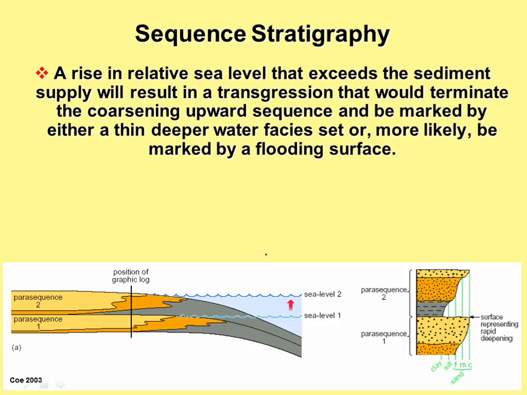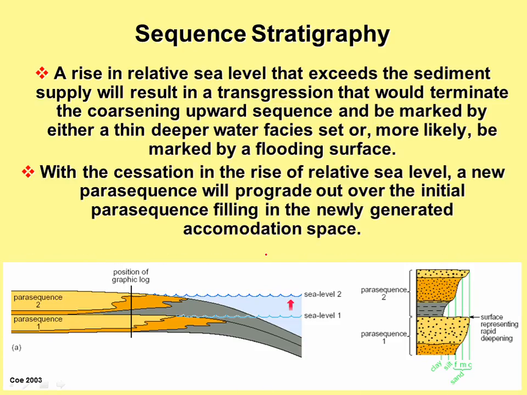Yeah, it's true. If things are balanced, then that won't occur, obviously. So when sea level rise ceases, for whatever reason, whatever causes the rise in the first place, a new parasequence will develop and prograde out over the initial parasequence in an attempt to fill the newly generated accommodation space.